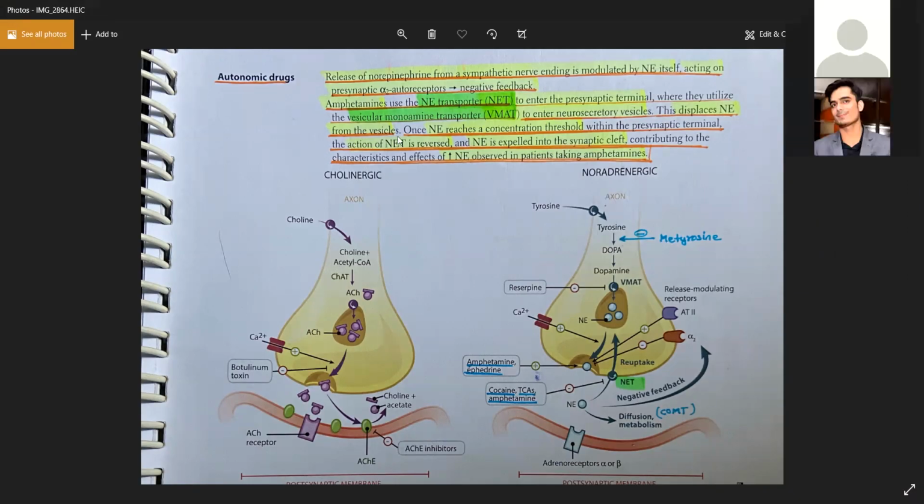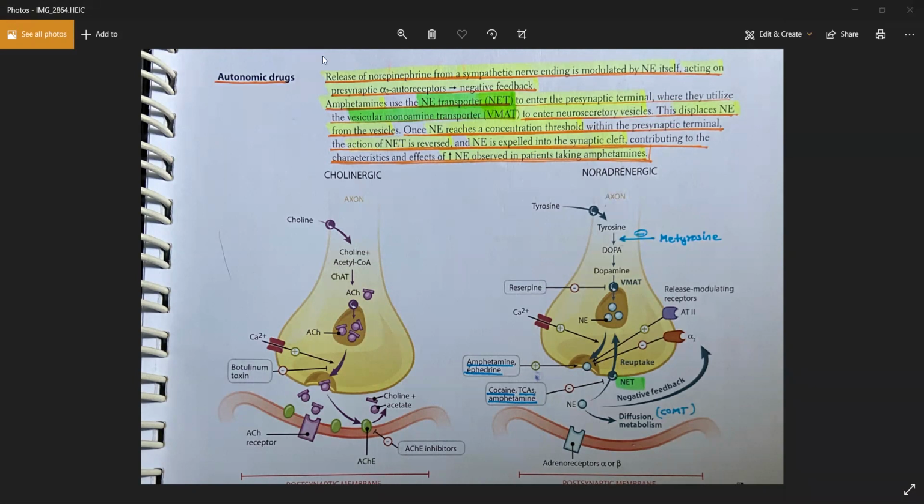Okay, so today we're going to discuss the autonomic drugs, and first we discuss the synthesis of norepinephrine and epinephrine. We have already discussed this in the biochem section, right? How tyrosine is formed, and then dopamine will form from tyrosine by the action of an enzyme.